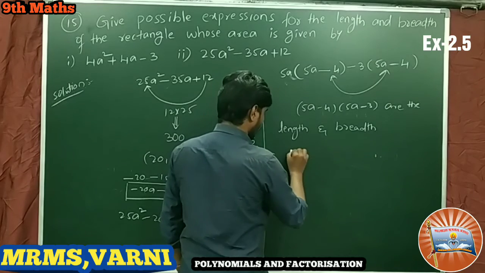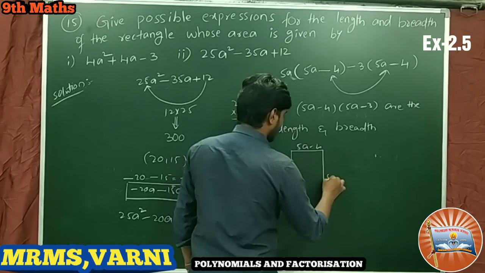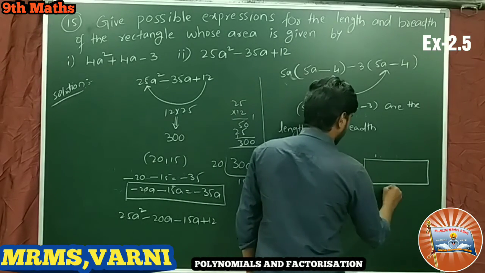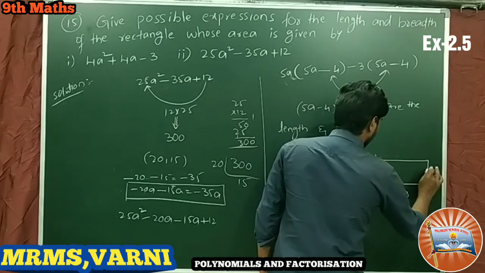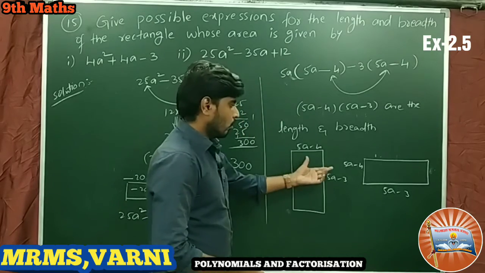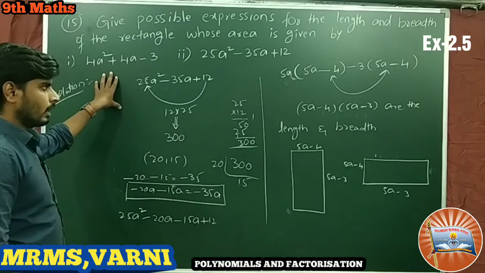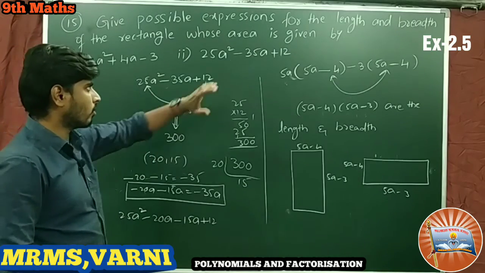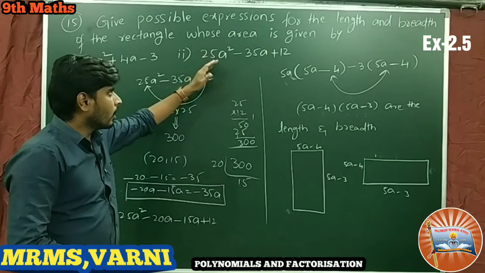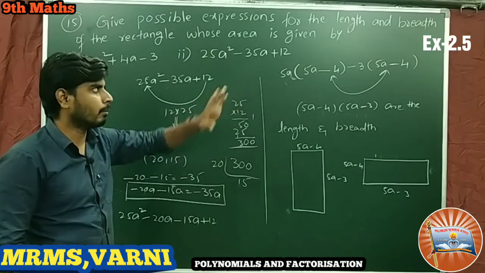Look at here. Suppose we can take like this, 5a minus 4, this is 5a minus 3, or else we can take like this also, 5a minus 3, and here you can write 5a minus 4. You can take both the methods. These are the dimensions we got. This is about problem number 15. Given area in the form of quadratic polynomial, we didn't ask directly here. Given the quadratic polynomial, we have to factorize that to find the length and breadth.